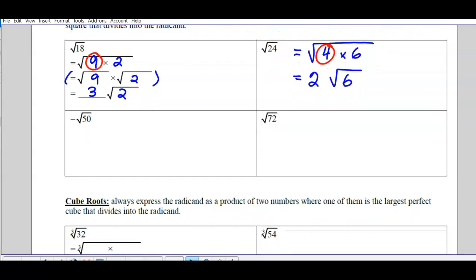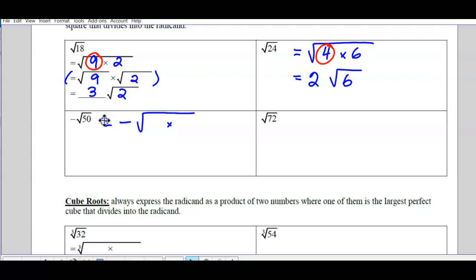Okay, so the next one, negative root 50. Now, a negative outside the radical, that's A-okay. You can have anything you want outside there. So I'm just going to leave it outside. Okay? Because sometimes we'll have numbers outside too, right? So we'll leave it outside and look at your list.